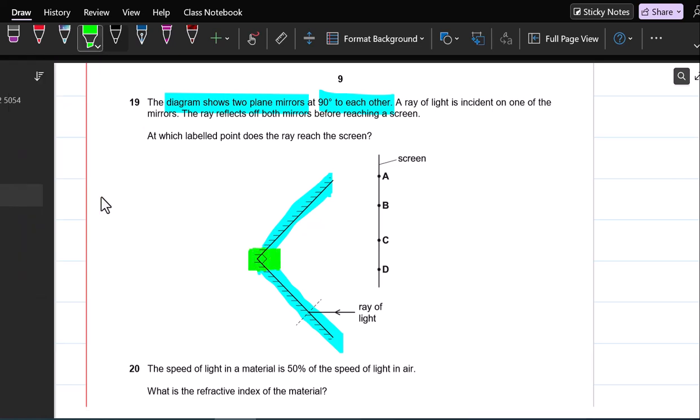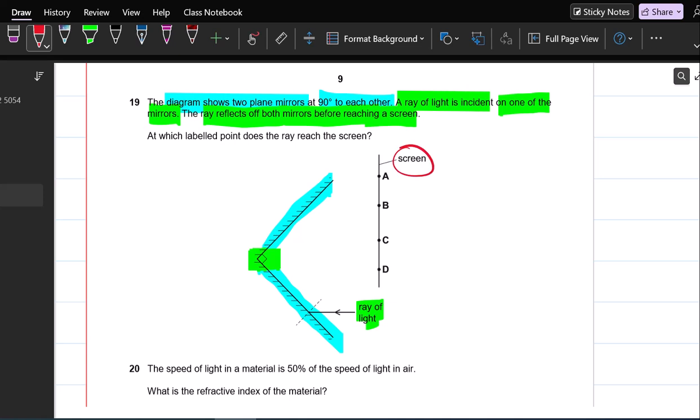A ray of light is incident on one of the mirrors. So this is a ray of light. The ray reflects off both mirrors before reaching the screen. So here we have the screen. So it reflects off both mirrors. At which labeled point does the ray reach the screen?